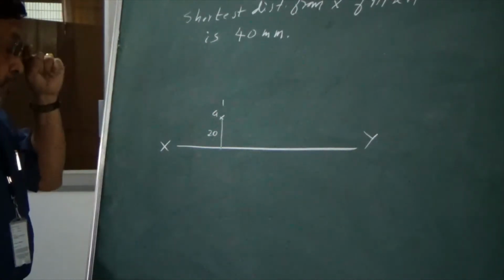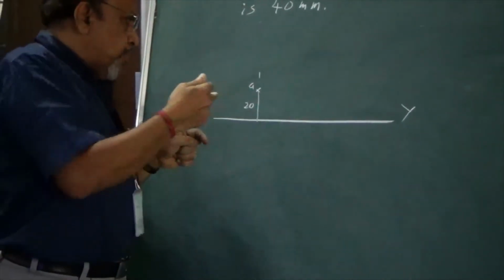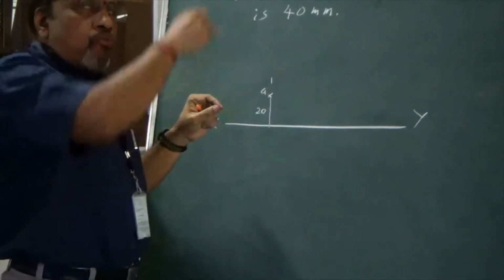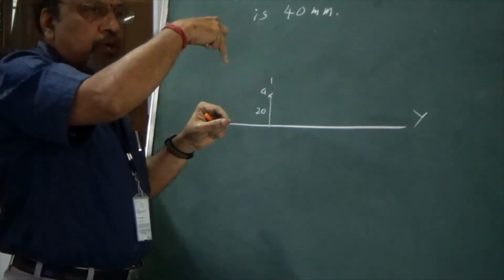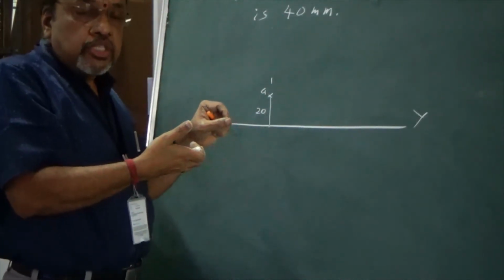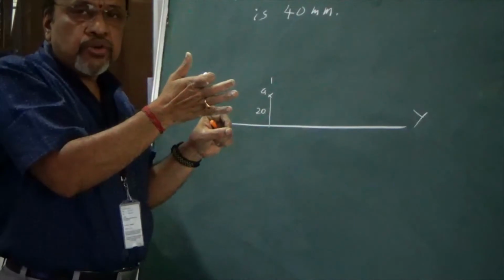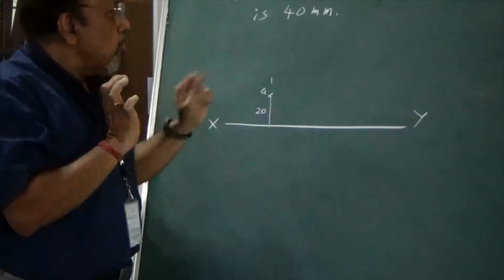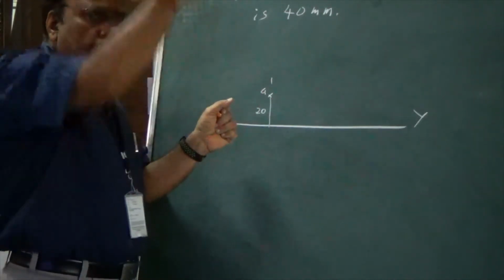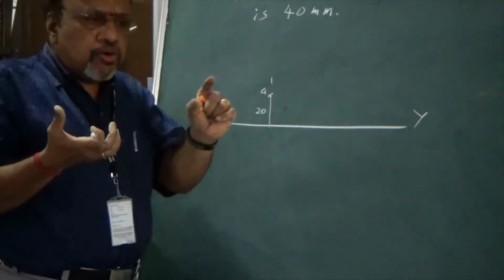As I was telling you, if I look from the front, I will see the details of HP. If I look from the top, we see the details of VP, in the top view. Now, I have just been given the shortest distance. So obviously, if I look from the front or from the top, I cannot make out the shortest distance.